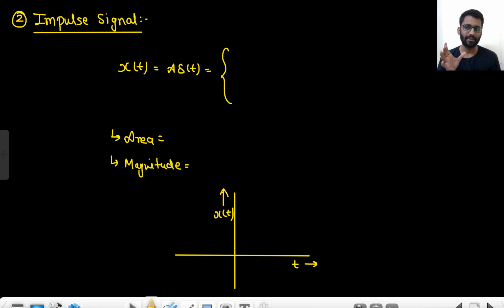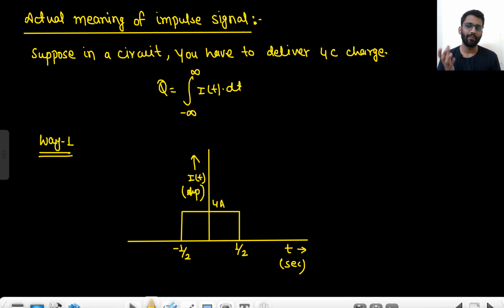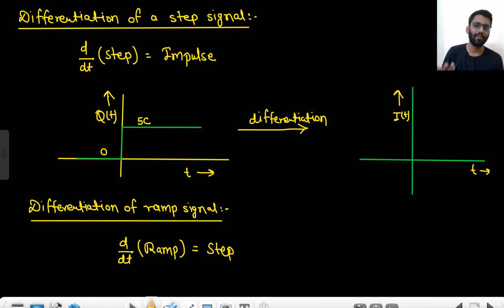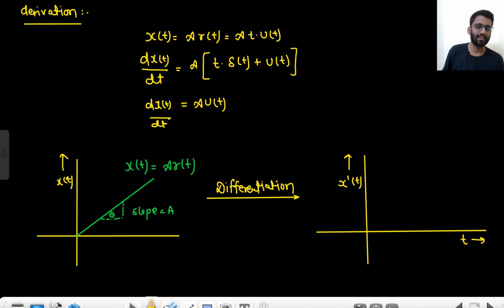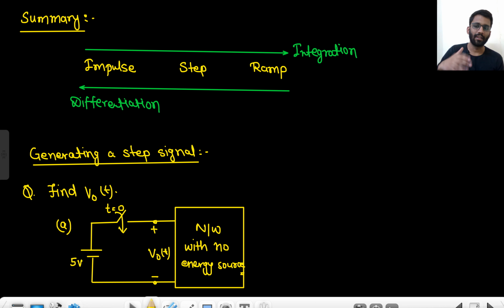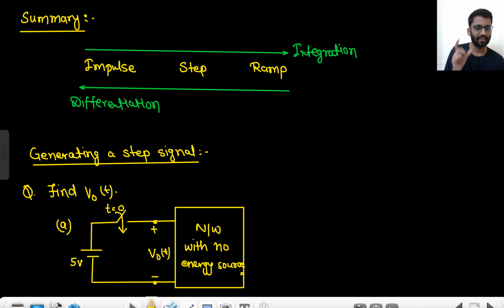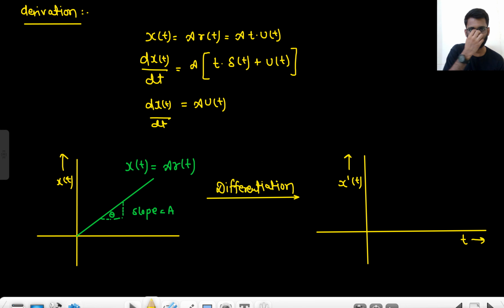First we will study about step signal, then impulse signal, then we will see the actual meaning of impulse signal. What does an impulse signal actually mean? Then we will see ramp signal, then differentiation or integration, then how we generate a step signal in circuit analysis, right? So all these things we will see. It will be a very interesting lecture. The next lecture will also be very interesting. So don't skip that lecture. Even if you know the basics of signals, do watch that lecture.